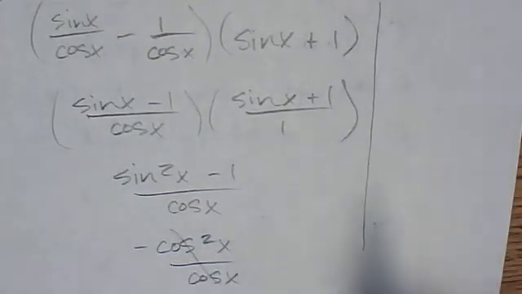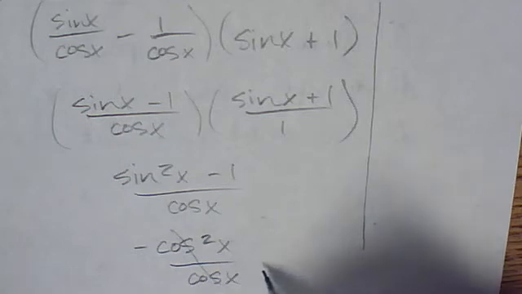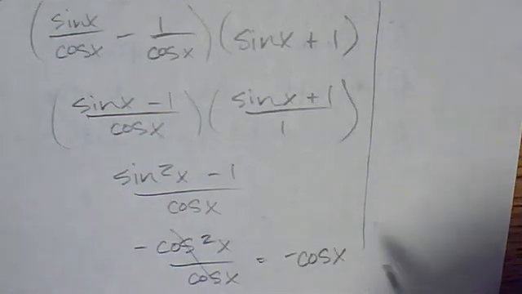And then that can cross out. You can cross out one of those cosines and be left with a negative cosine x.